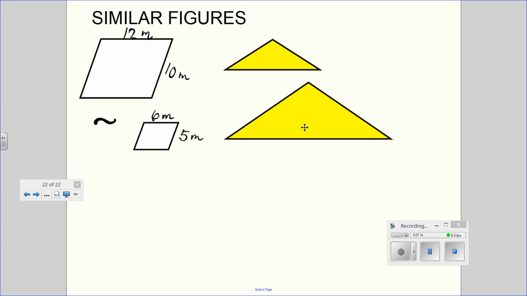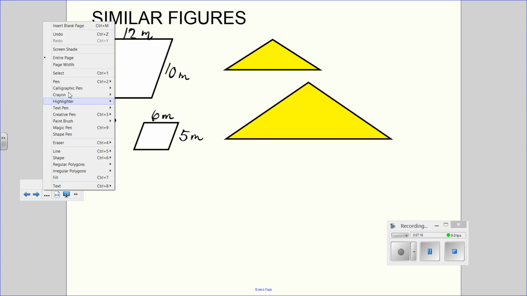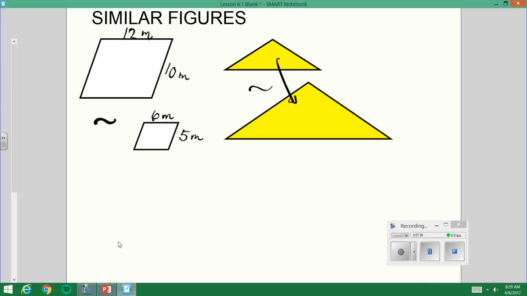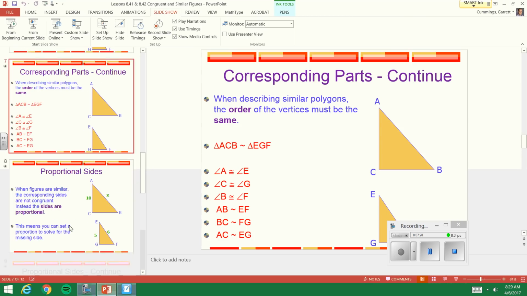So you would say that this figure is similar, not congruent, but similar, and you get to use just simply the squiggly sign for that. And hopefully you get that point by now. All right, so let's move on.